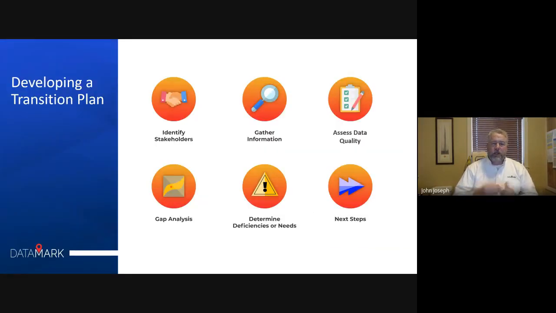So how do we develop this transition plan? How do we make this migration? Well, the first thing we need to do is identify who our stakeholders are. We need to start gathering our information. We need to assess the data quality that exists out there, and run some gap analysis for the purposes of validation processes and things like that. We also need to look at our own internal systems. Are we finding that there are deficiencies in the way that we create data, right?